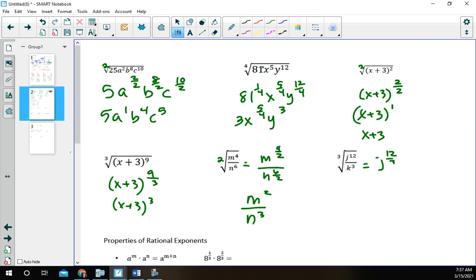Okay, so I've got 12 over 3, okay, 3 over 3, so j to the 4th, k to the 1st. Or you can have all of it to the 1/3 power.